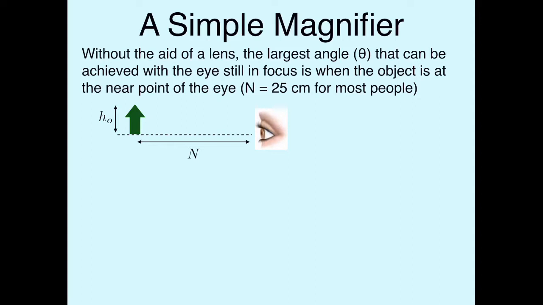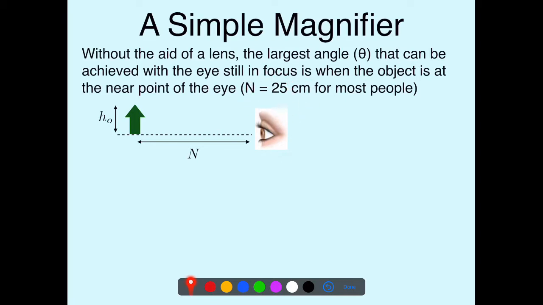Now first, let's think about what happens when it's just your eye looking at an object without the aid of a lens. Okay, so it's just this object and your eye, that's it. In this case, the largest angle that you could see with the eye still in focus would be when you place the object at the near point of the eye. Remember, the near point is the closest distance that your eye is capable of focusing on. So you couldn't put the object any closer than that because then it would start to appear blurry. The near point for most people is about 25 centimeters, by the way.